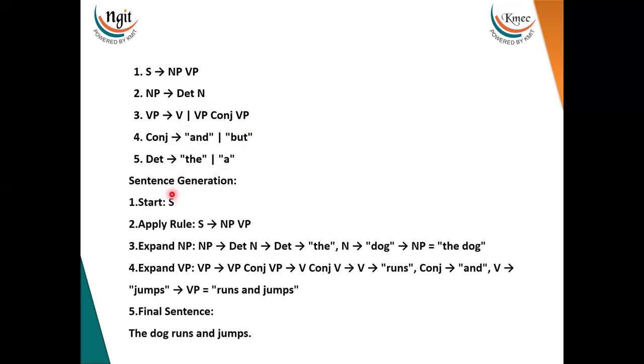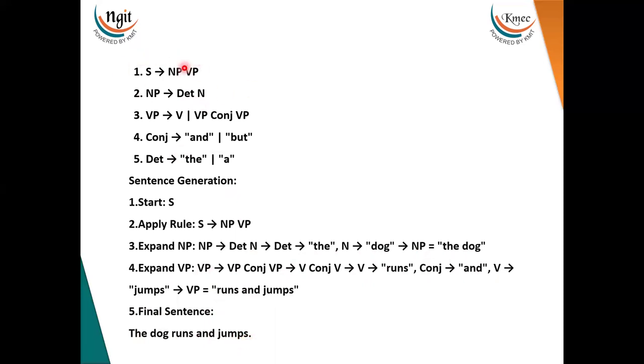Now let's look at the sentence generation. It all starts with S, and we are applying the rule that S, which stands for the sentence, is noun phrase and verb phrase. So we are again expanding the noun phrase, which is determinant and noun. Determinant is the, dog is noun. So the noun phrase is the dog. And we are expanding the verb phrase, that is verb phrase in conjunction with VP, where verb is runs and conjunction is and, and again another verb is jumps. So the verb phrase becomes runs and jumps. So the final sentence is the dog runs and jumps.